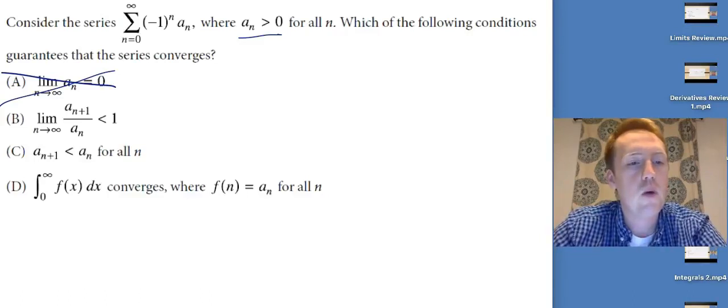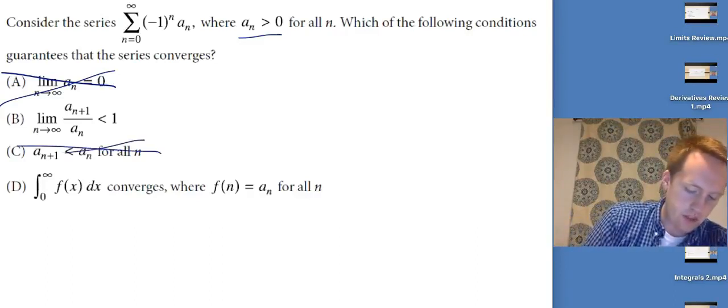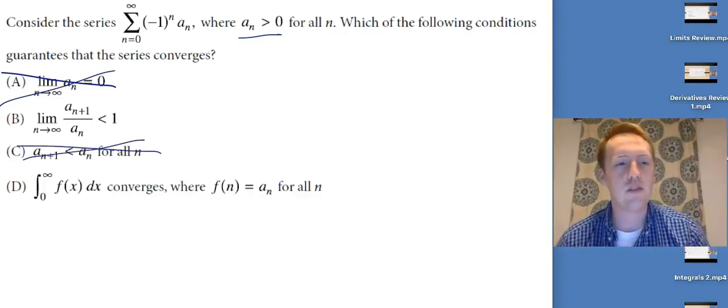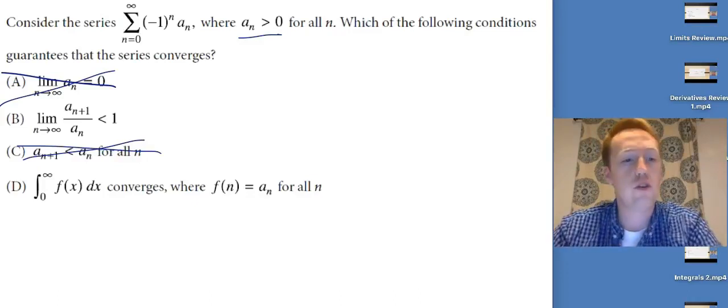C. A sub n plus 1 is less than a sub n for all n. So that says that the terms must be decreasing. Well, what if they only decrease to 1? That's not going to work. They have to be decreasing and the limit has to be 0. So A and C combined would make it true, but A and C alone are insufficient.